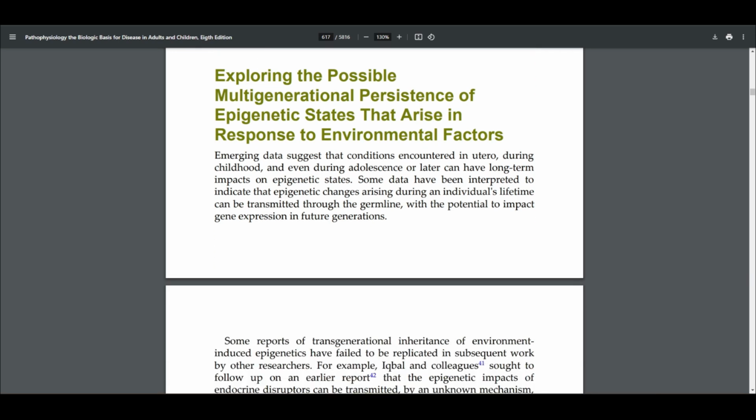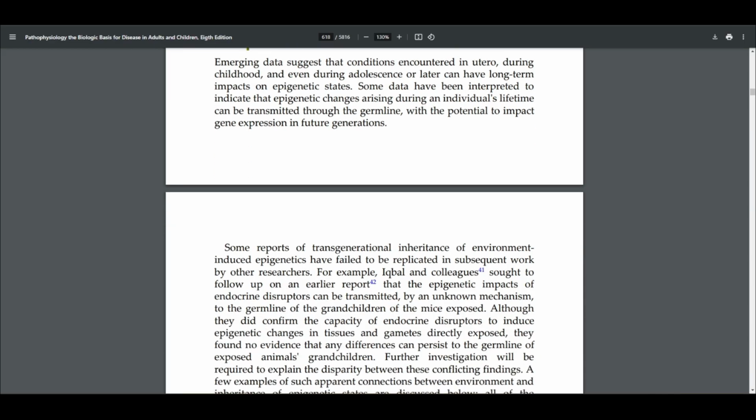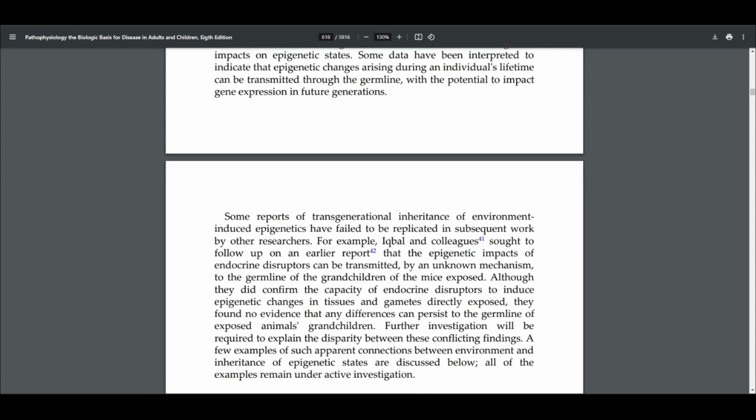Exploring the possible multigenerational persistence of epigenetic states that arise in response to environmental factors. Emerging data suggests that conditions encountered in utero, during childhood, and even during adolescence or later can have long-term impacts on epigenetic states. Some data have been interpreted to indicate that epigenetic changes arising during an individual's lifetime can be transmitted through the germline, with the potential to impact gene expression in the future.